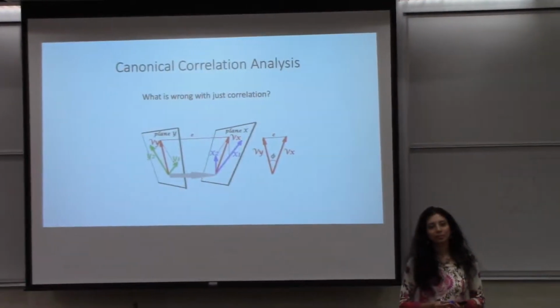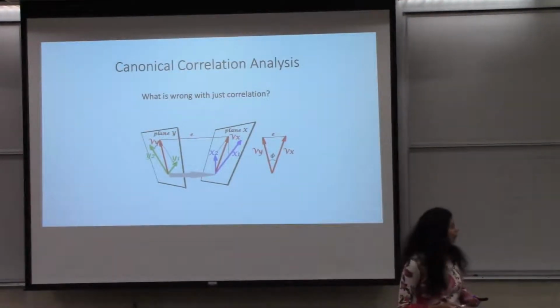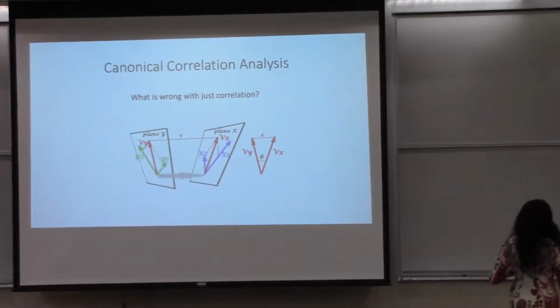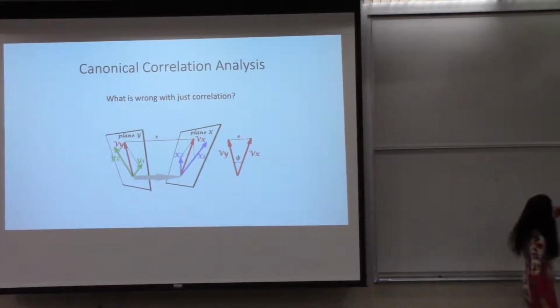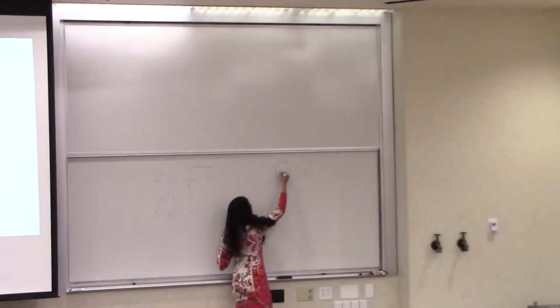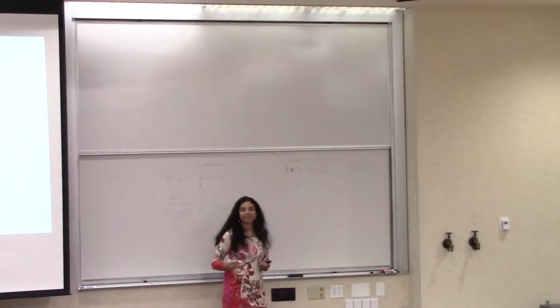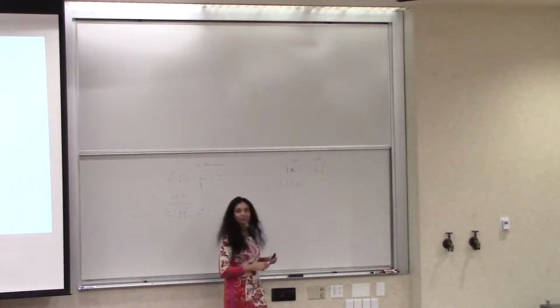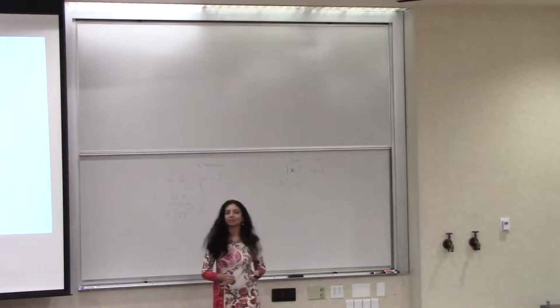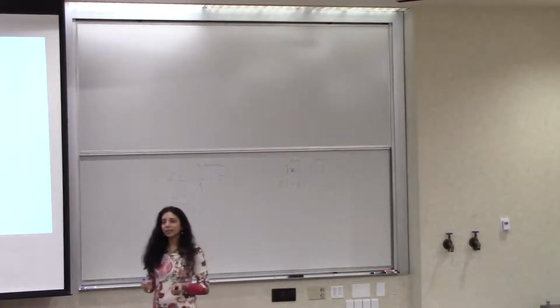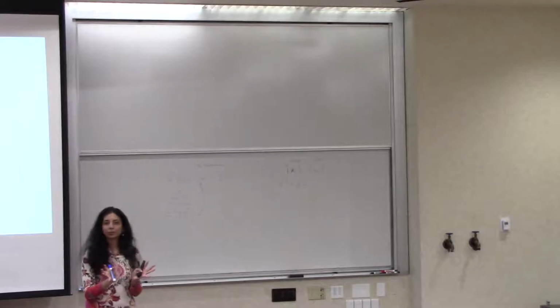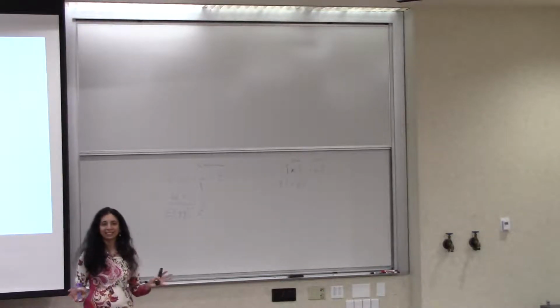Can you explain the situation again? Are X and Y, like Xi corresponds to Yi, or is it just two sets of data? So you said there were two different sources of data? Yeah, let's say two different sources of data that are correlated.